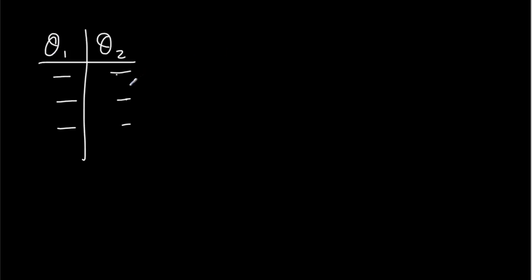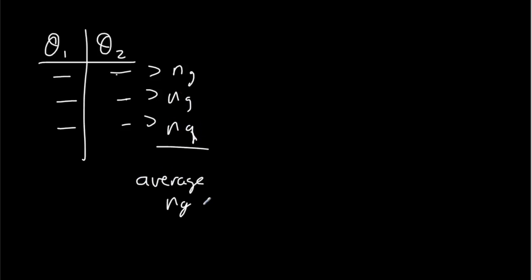Let me just expand on that point because I think it's important. If we just record our values for theta 1 and theta 2, then each point here can give you a value for the index of refraction of glass. And then you can take an average of those points.